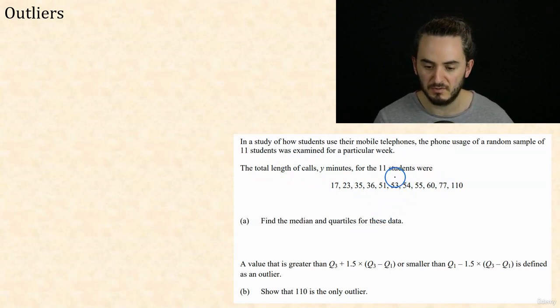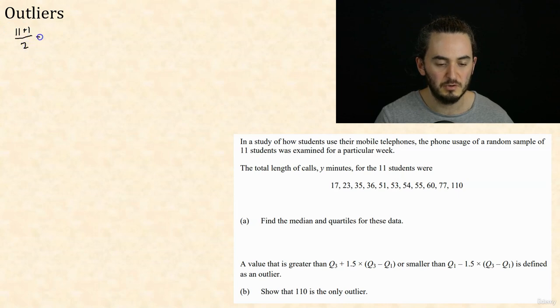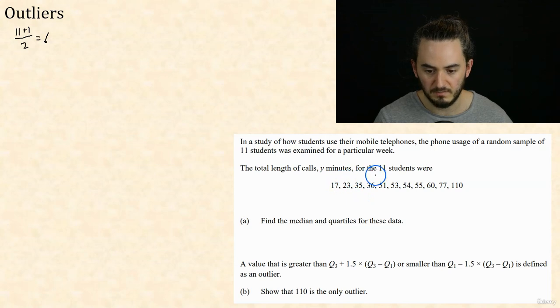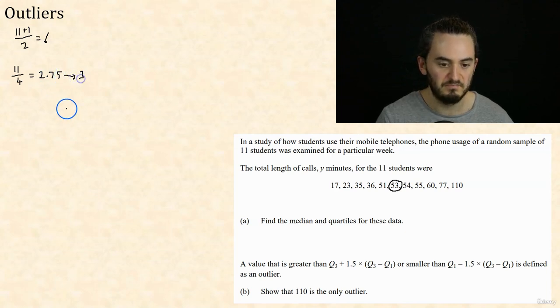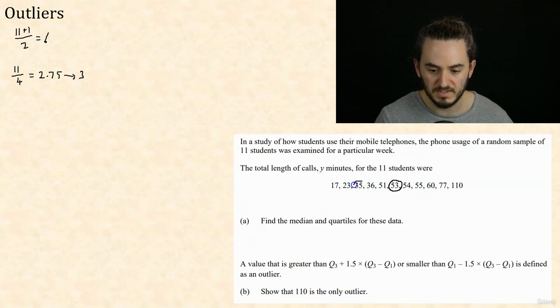Just as a reminder of how we do that, if you've got 11 students and you want to find the median, you're going to do 11 plus 1 divided by 2, which is 6. So the median is our 6th data point. It's already ordered, so 1, 2, 3, 4, 5, 6. Here is our median. Now for our quartiles, we don't do the plus 1, we just do 11 over 4 for the lower quartile. So 11 divided by 4 is 2.75. Since that's not a whole number, we round up to the nearest whole number, which is 3. So the lower quartile is the third term. So 1, 2, 3. Here is our lower quartile.